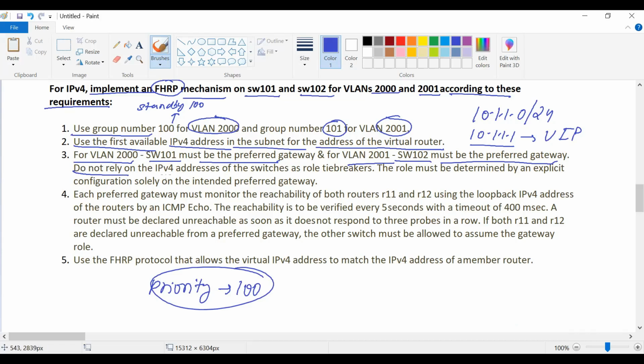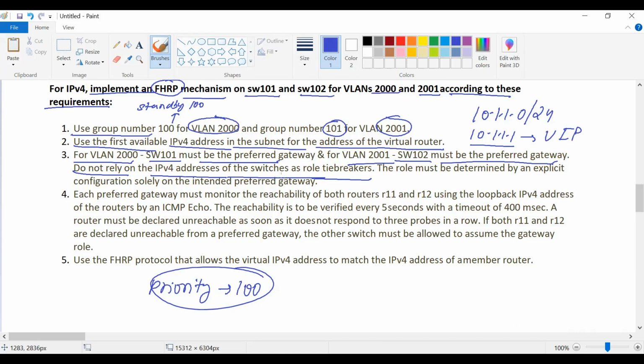Read it. Do not rely on the IP version 4 addresses of the switches as role tiebreakers, because by default, HSRP or VRRP elections are based on priority plus IP address. If priority ties, the router with the highest interface IP will become the active. So the role must be determined by an explicit configuration. It means you have to change the priority values.